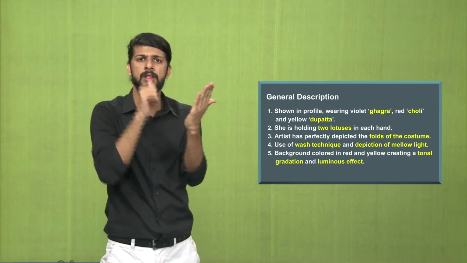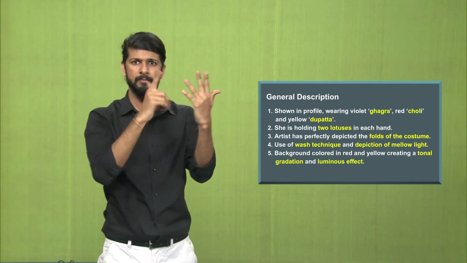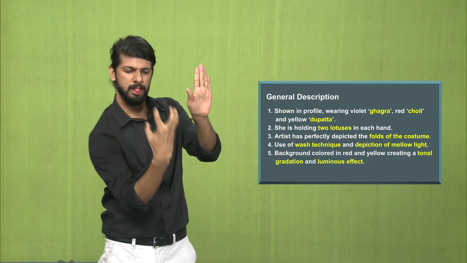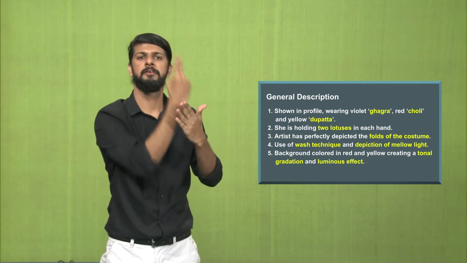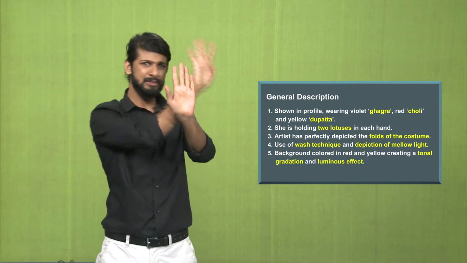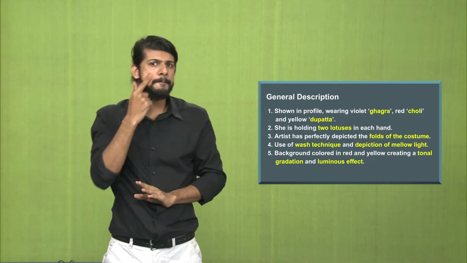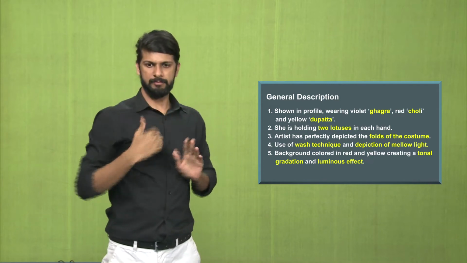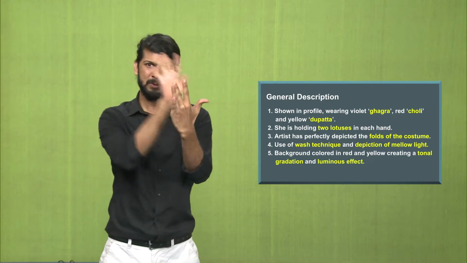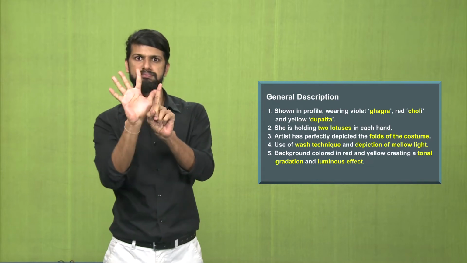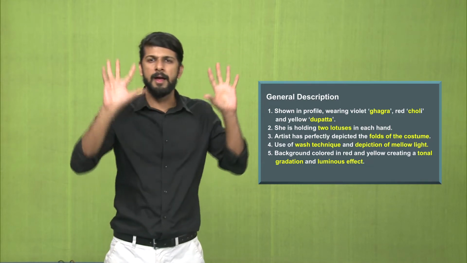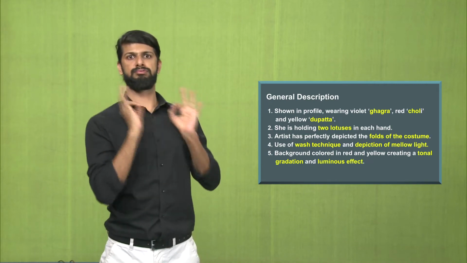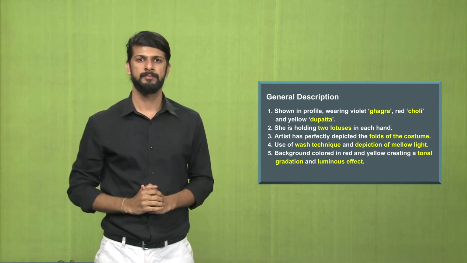This painting was done with the help of the wash technique, and the depiction of mellow light has been shown very artistically. The background is colored red and yellow, creating a kind of tonal gradation. As you see in the center, it also has a kind of luminous effect, whereas the sides are graded in terms of the shades or the tones of the color used.